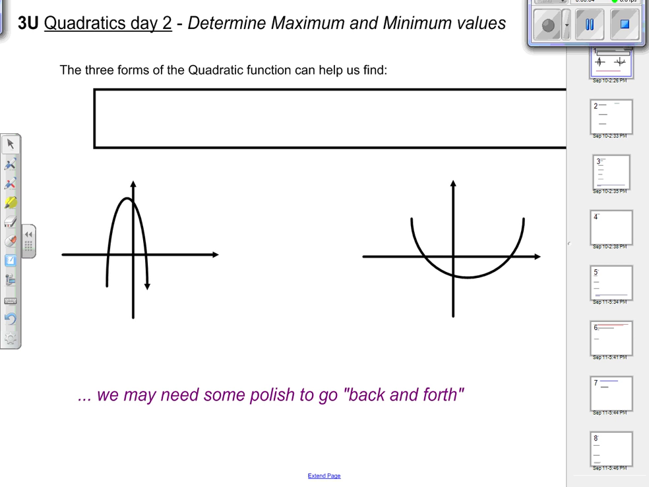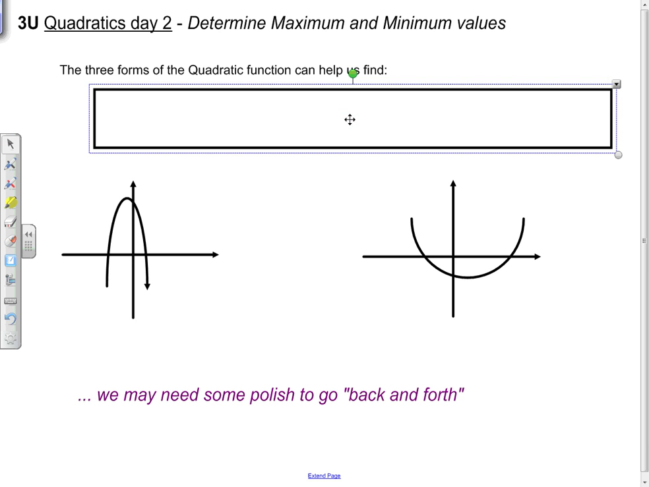3U Quadratics Day 2, determining the maximum and minimum values. We have three forms of the quadratics that can help us find various key features.